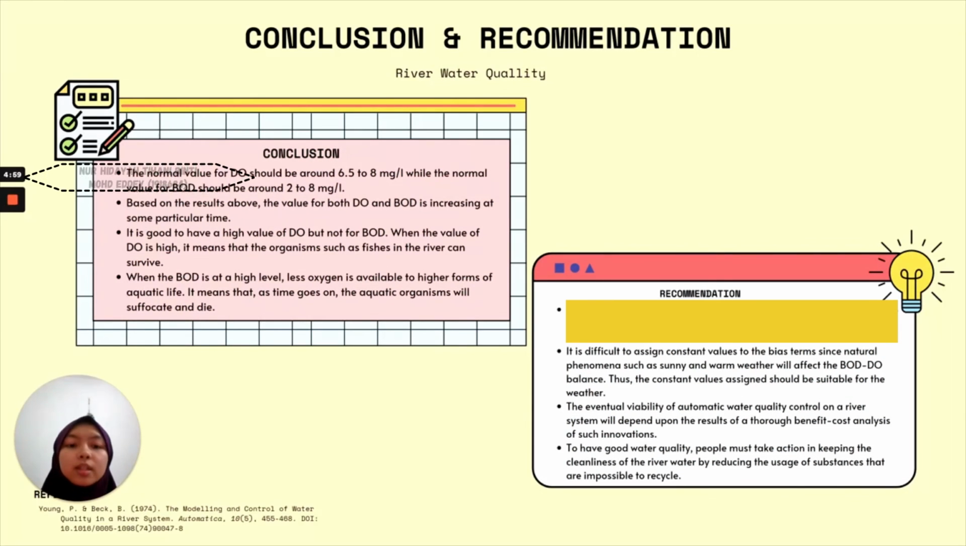For recommendation, the constant values assigned must be suitable to the weather because it can easily affect the balance of BOD and DO. The second one is the eventual viability of automatic water quality control on a river system will depend on the results of a thorough benefit cost analysis of such innovations. And the third one is, to have a good water quality, people must take actions to help preserve the river water by reducing the usage of substances that are impossible to decompose naturally. Thank you.